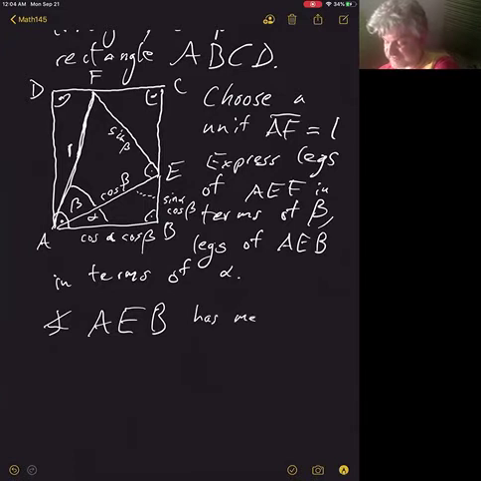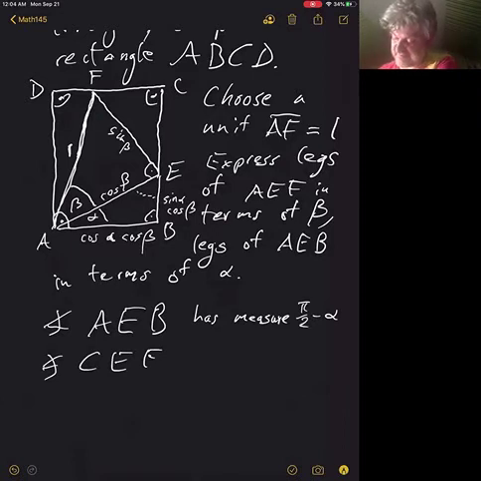It has measure pi over 2 minus alpha. Then the angle, the other one at E, first side has F and the second one has C, am I right? No, otherwise C and then F. C, E, F is this one.